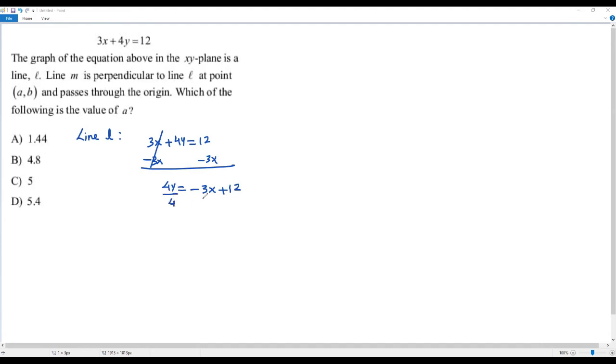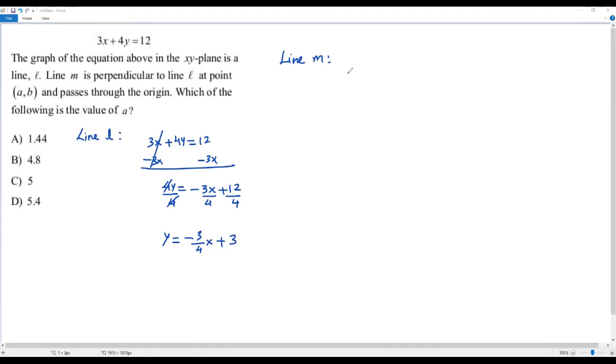Now let me divide each term of this equation by 4. When I do so, this 4 will cancel out. I'm getting y on the left side. This -3x over 4 can be written as -3/4 times x. 12 divided by 4 is 3. Now I got the given equation of line L in slope-intercept form. And the question says line M is perpendicular to line L at point (a, b). Now let me get the equation of line M.